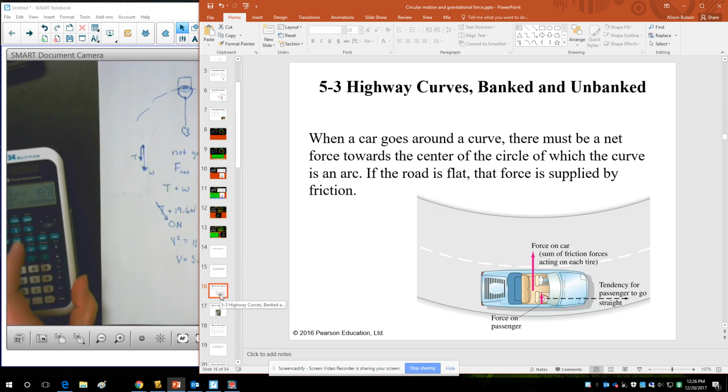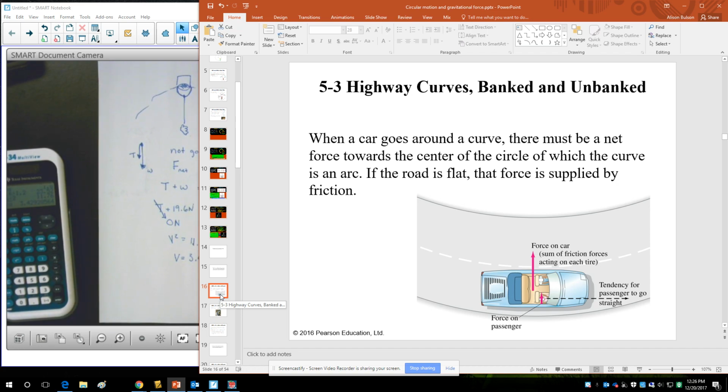So when a car goes around a curve, there must be a net force towards the center of that curve, of which the curve is an arc of the circle, right? I mean, so we're just thinking about geometry. If the road is flat, the only force provided on the car then between the car and the road is friction. So there has to be friction between the tires and the car, and that friction points towards the center, or at least the net force of friction points towards the center of the circle.